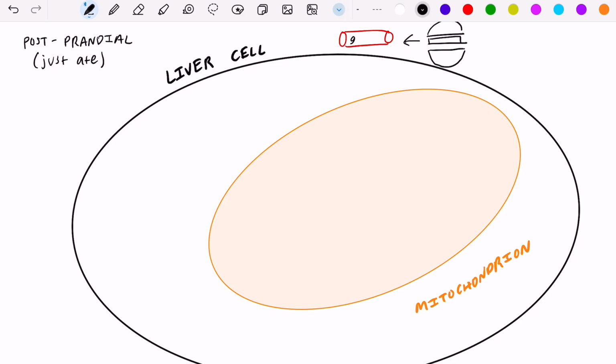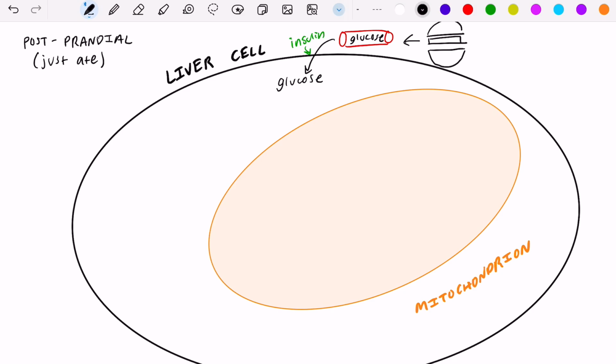So a big meal is going to be absorbed through the intestine, and we're going to get a lot of glucose in the blood, okay? And since the liver is the main control center, glucose transporters are going to bring in a lot of that sugar. And we know after a meal, our insulin is going to spike, and this is going to help with that response of pulling glucose into the liver cell, okay? So insulin increases this process.